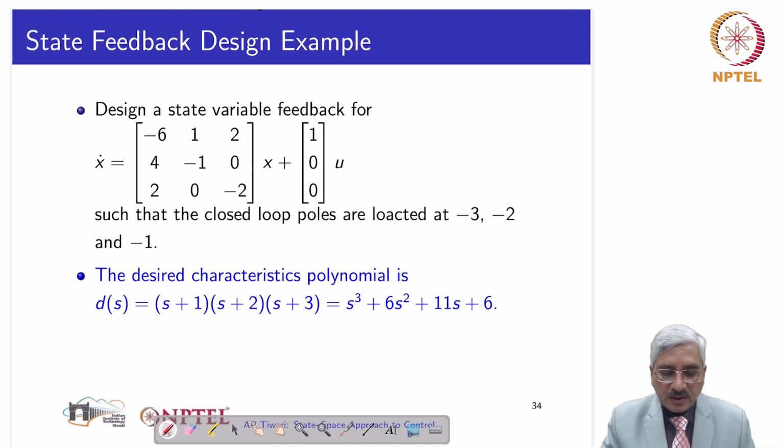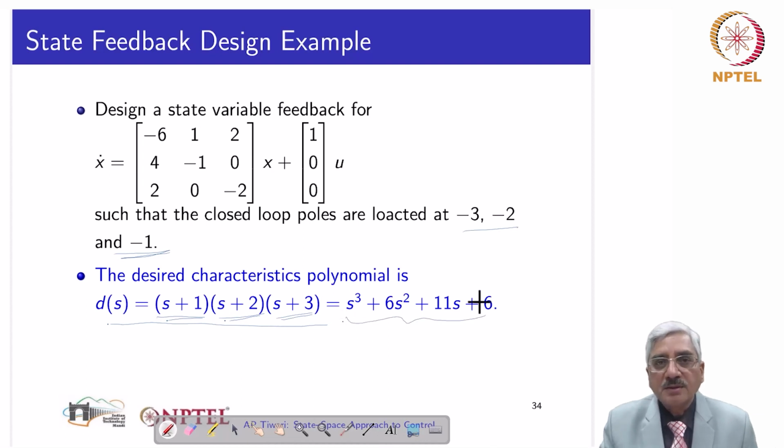So we proceed like this. With these pole locations, the desired characteristic polynomial will be the product of three polynomials of degree 1, s plus 1, s plus 2, s plus 3, and this product will give this polynomial of degree 3, which is s cube plus 6s square plus 11s plus 6.